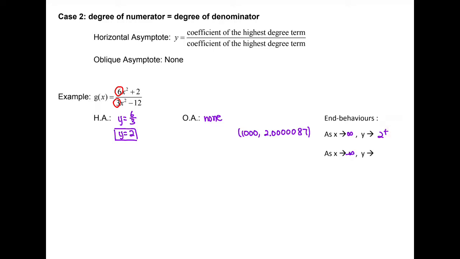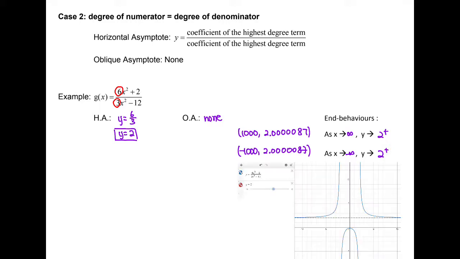On the left end, x is approaching negative infinity. We use negative 1,000 as the x value, substituting into the function to find the y value. Once again, you can see a y value that is extremely close to 2, but a little bit higher than 2. So we say y is also approaching 2 from above with a positive sign. Let's look at the graph. There is a horizontal asymptote at y equals 2. On both ends, the function approaches the horizontal asymptote from above.